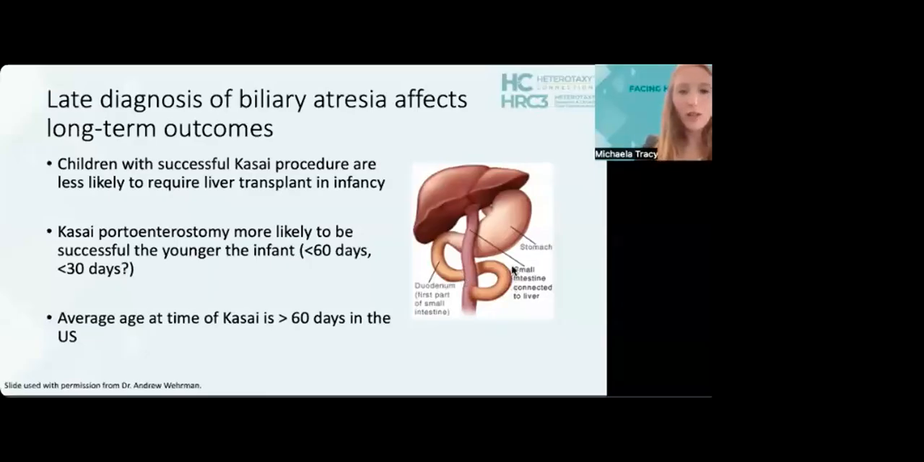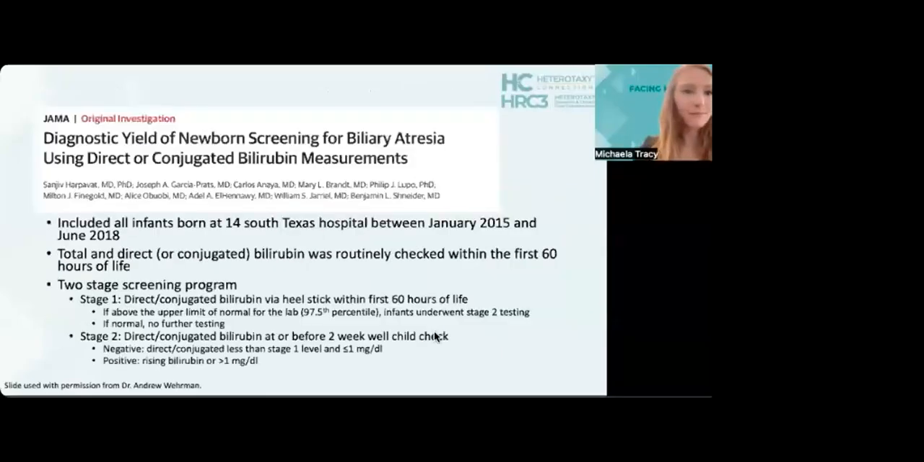And this is just a picture showing essentially, like we talked about, they take part of the small intestine and attach it directly to the liver to help bile flow out. Bile, if it stays in the liver, causes scarring, ultimately cirrhosis, and then causes liver failure and can cause death. So what to do about this?